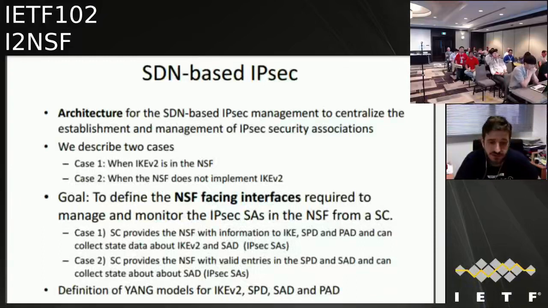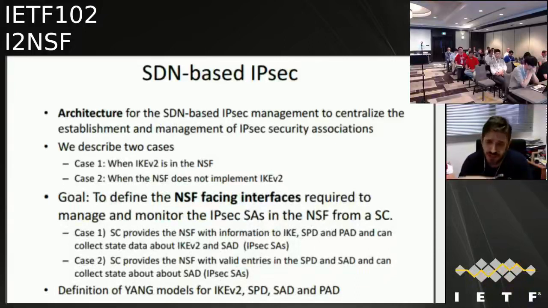We define two cases. In the first case, the assumption is the network security function will have an IKE version 2 implementation. So the controller will need to configure that implementation and other pieces of different databases related to IPsec. And then case 2, where the assumption is the network security function doesn't have any IKE version 2 implementation. So the only thing we have is the kernel support for IPsec. So the goal behind the draft is to define the NSF-facing interfaces required to manage and monitor all the IPsec security associations in the NSF, taking into account these two cases, case 1 and case 2.